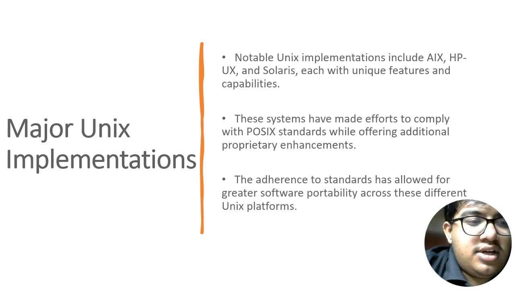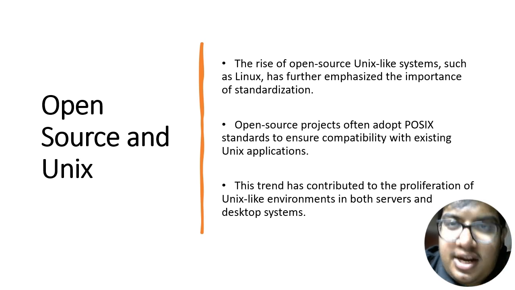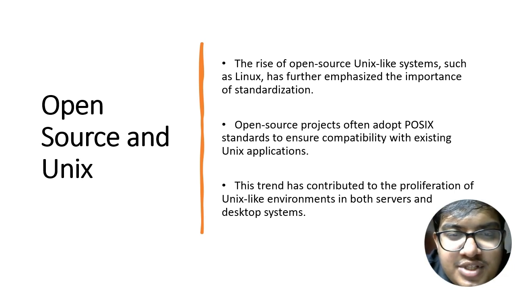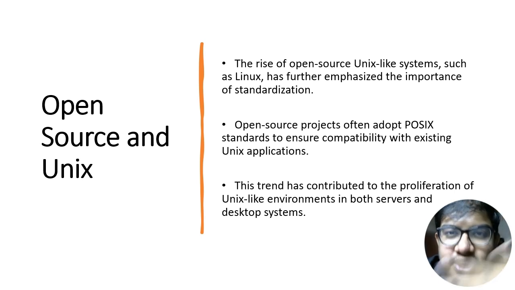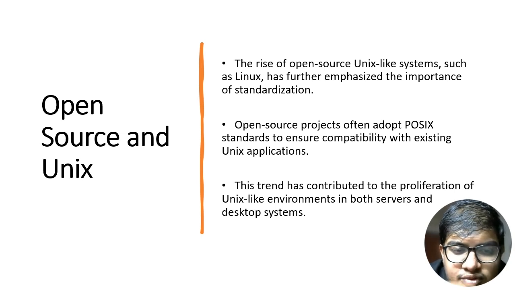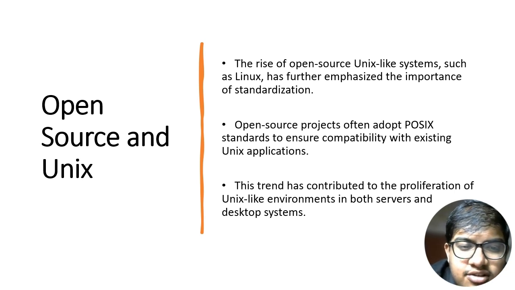Now, let's see open source and Unix. The rise of open source Unix-like systems, for example Linux, has further emphasized the importance of standardization in this field. Open source projects often adopt the POSIX standards to ensure compatibility within Unix applications. This trend has contributed a lot to Unix environments in different servers and desktop systems, and to the proliferation of Unix on servers. So it helped a lot in that aspect.